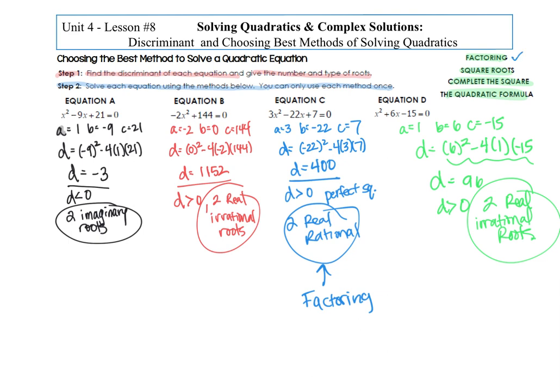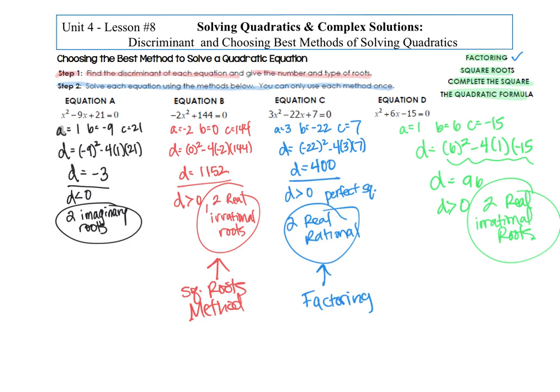When can we use the square roots method? The square roots method we like to use when the roots can be rational, irrational, or even imaginary, but it says we like to use it when there's no b term. Equation A, x squared minus 9x plus 21, has a b term. Equation B, negative 2x squared plus 144, doesn't have a b term because there's no x term. So we are going to use the square roots method on equation B.